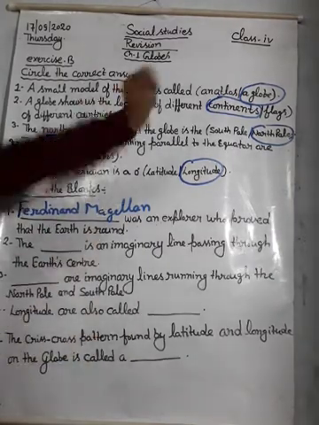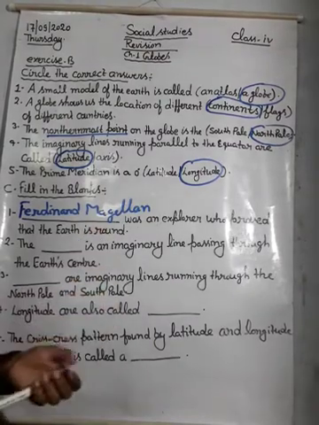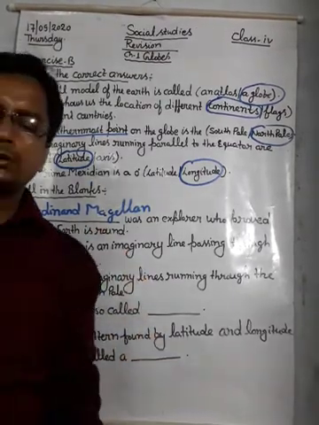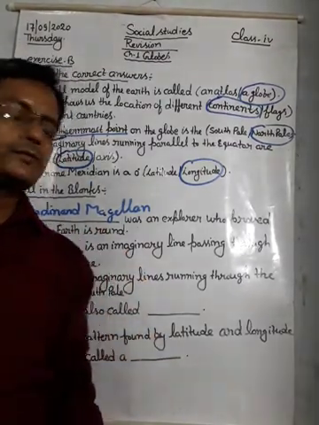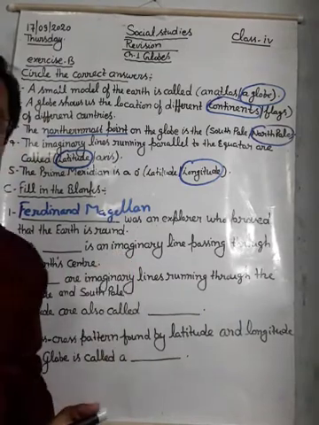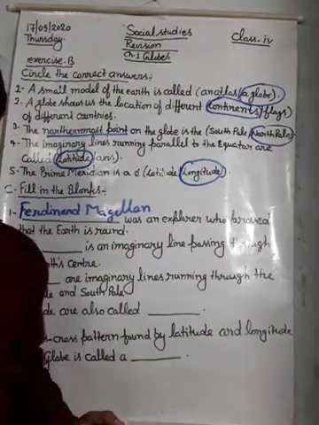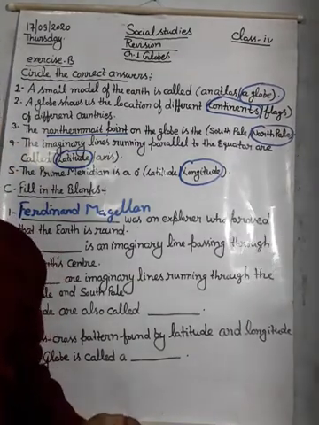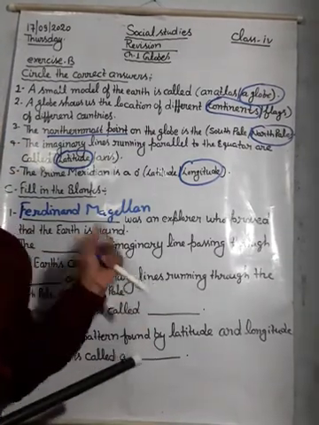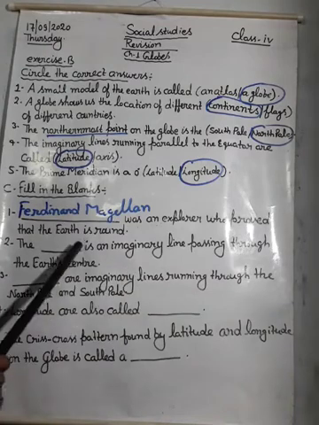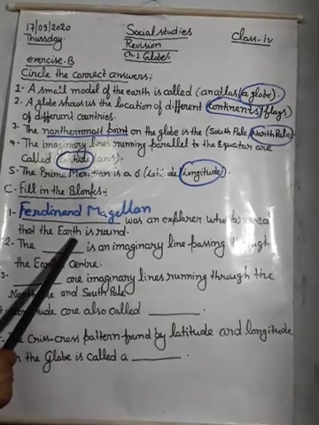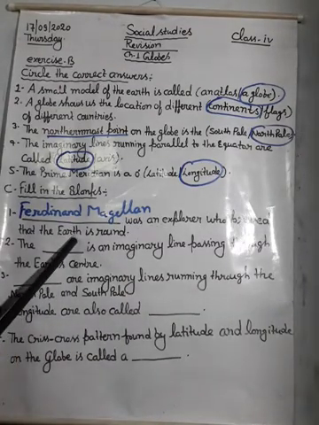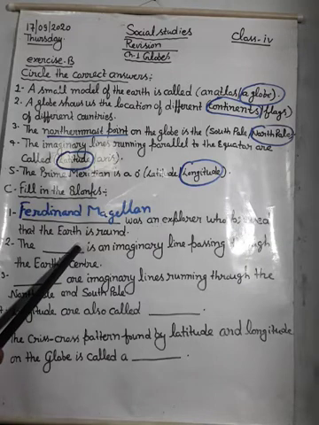Dear student, in this voyage, as I told you, Mr. Ferdinand Magellan died, and the remaining voyagers completed this task. So with this task, Ferdinand Magellan proved that the earth is round in shape.